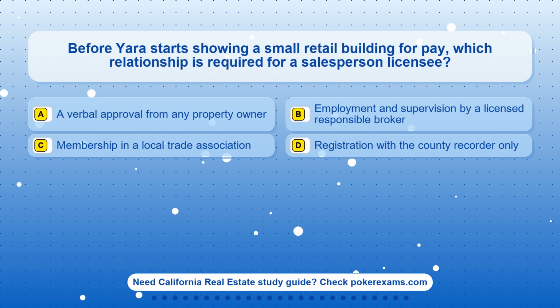Question 1. Before Yara starts showing a small retail building for pay, which relationship is required for a salesperson licensee? Option A. A verbal approval from any property owner. Option B. Employment and supervision by a licensed responsible broker. Option C. A membership in a local trade association. Option D. A registration with the county recorder only.